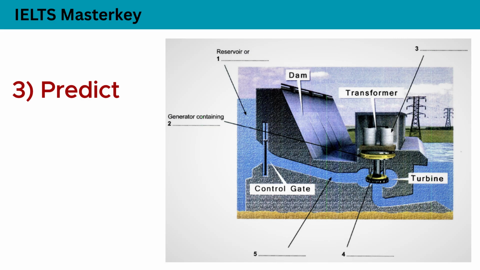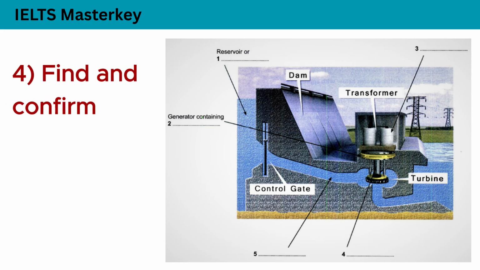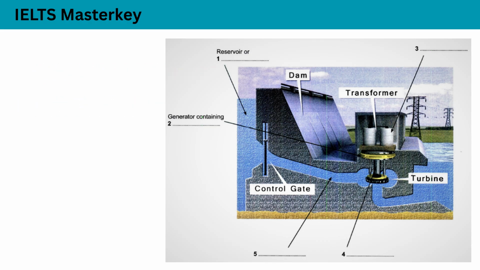You predict the type of word, noun, verb, adjective, then find the section in the text that talks about that area, read it carefully, and pick your answer. Make sure it fits grammatically, respects the word limit, and is spelled correctly. If any of these are wrong, you lose the mark. This is why diagram labeling questions are tricky for many candidates.